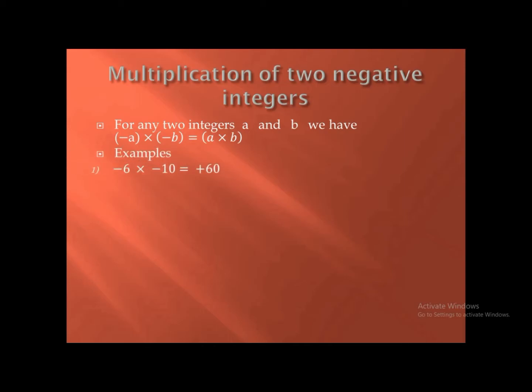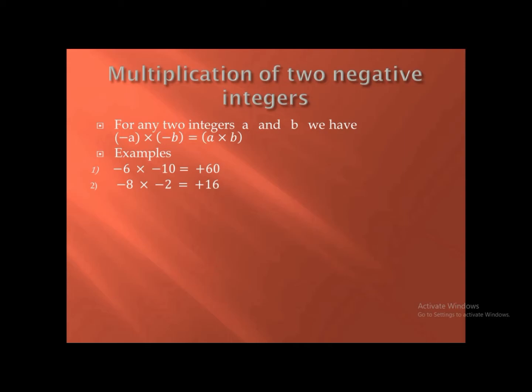Negative 6 into negative 10. Product of two negative integers, its sign will be positive, and 6 into 10 is 60. So the answer is positive 60. In the next example, negative 8 into negative 2. Again the product of two negative integers, the sign of its product will be positive. 8 into 2 is 16. So the answer is positive 16.